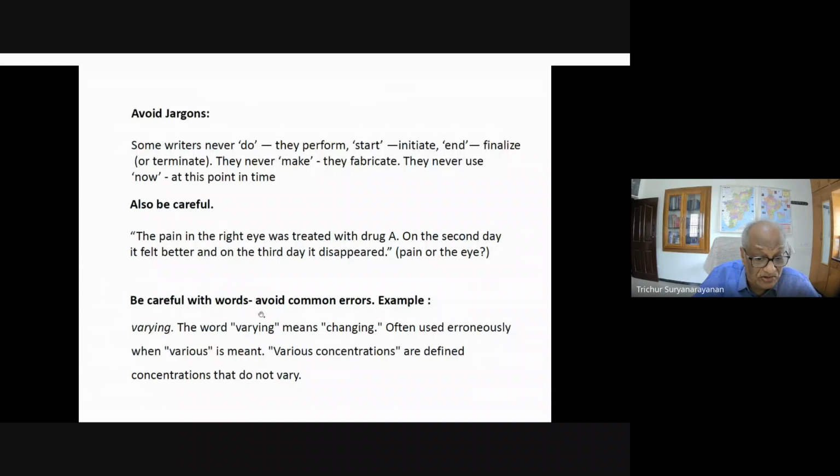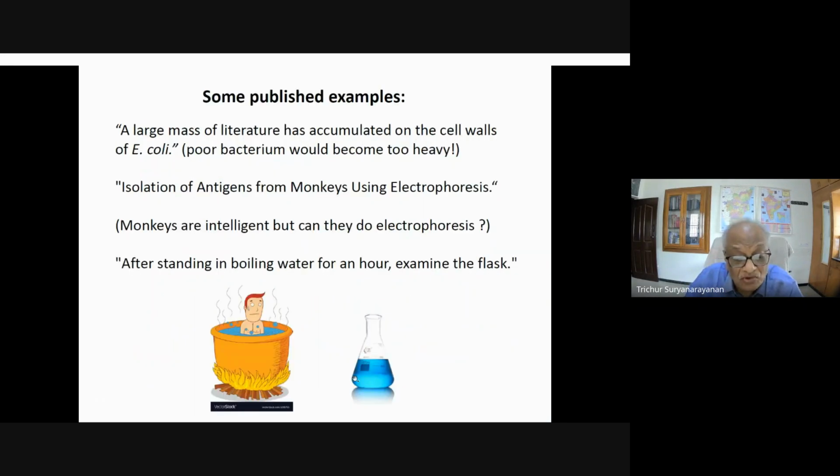And here, be careful with words. Avoid common errors. I'll give you an example. Varying. This is very commonly used. See, varying is a word which means continuously changing. Instead of various, people use varying. When I say various concentrations, concentrations that do not vary. When you say varying concentrations, the concentration changes. See, I use 1 gram of something, then 2 grams, then 5 grams. That means various concentrations. Then if I say varying concentrations, then that 1 gram itself is going to be varied depending on time or whatever. So you should not do that.